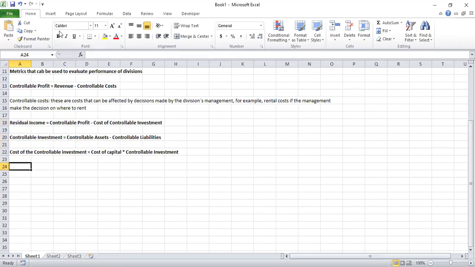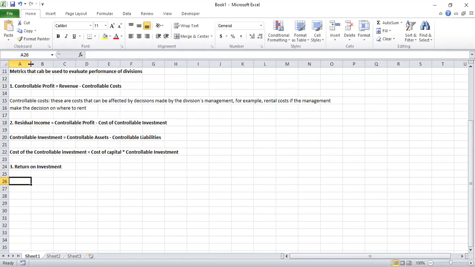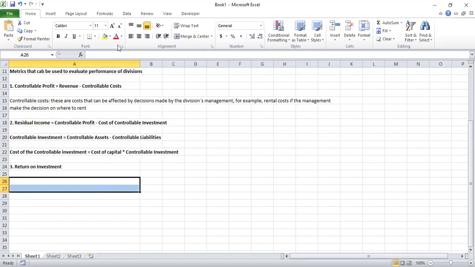Then we also have another metric. So maybe let me number them: 1, 2. The other two give us information on the other one. Then we also have what we call the return on investment. This one is relative. That's why it is usually considered the best measure, because it's relative.